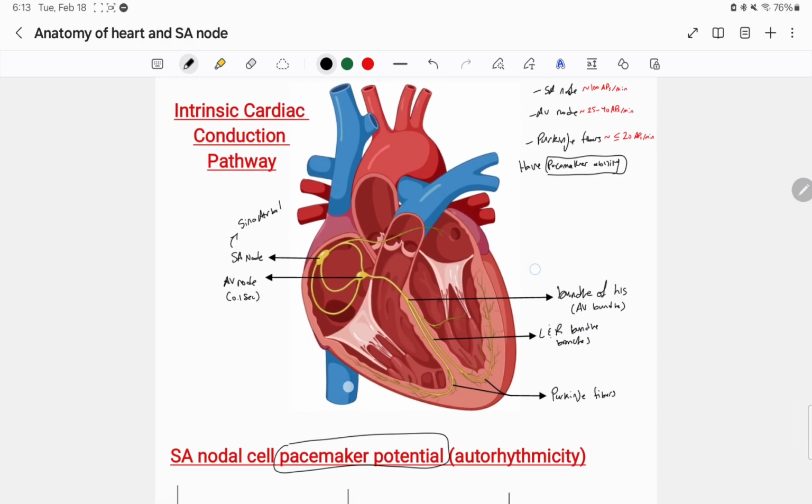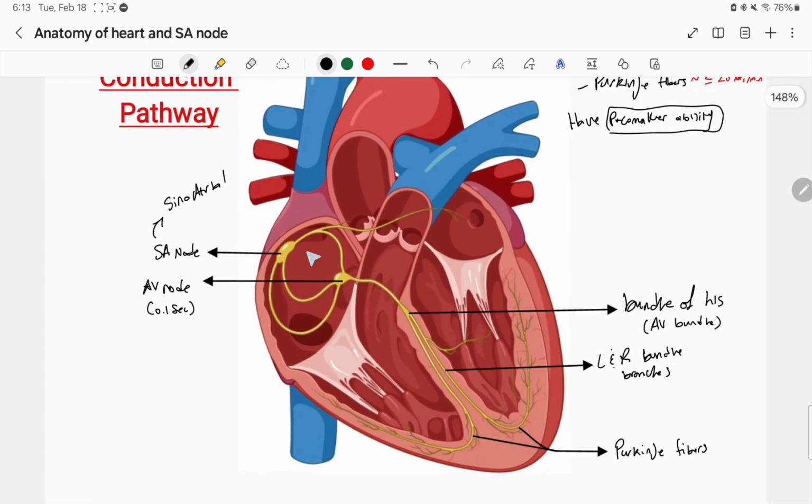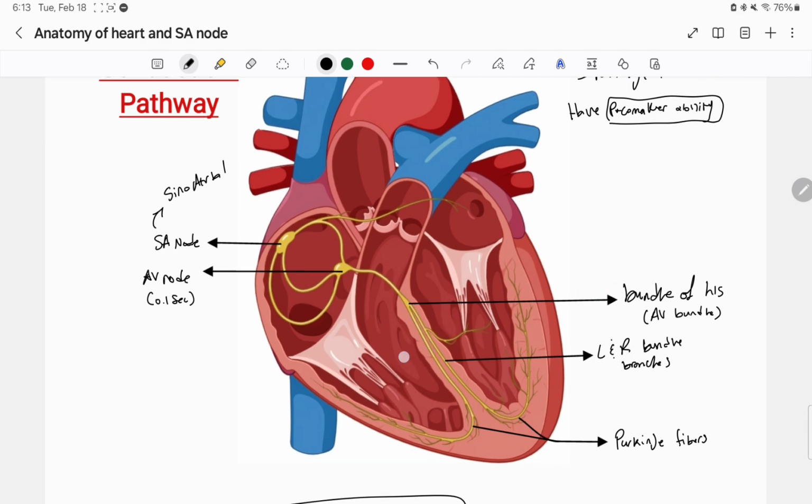But one thing I do want to mention, because a lot of people get confused, is that all of these pathways are embedded within the actual muscle, okay? They're all intertwined between the muscle, between the cardiac myocytes. And they also have gap junctions connecting them to a cardiac myocyte, okay?